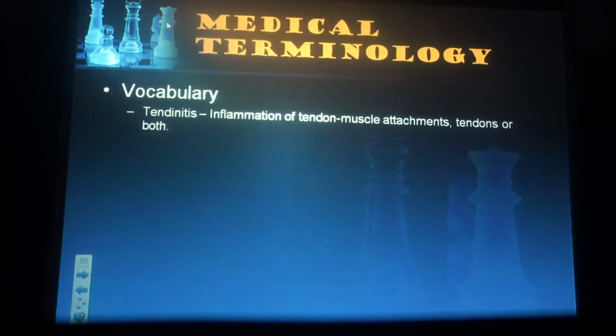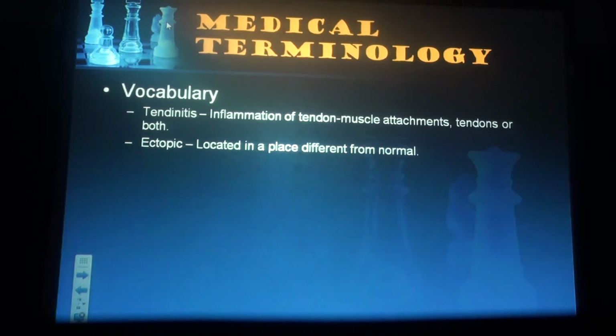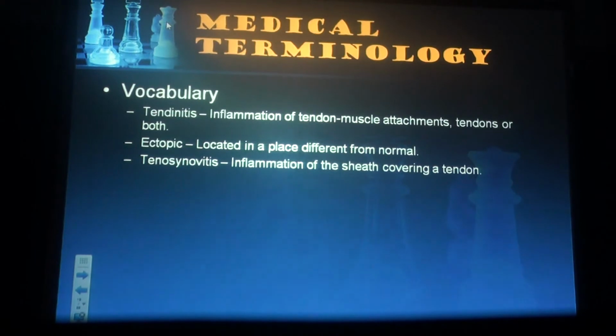Tendinitis, inflammation of a tendon, muscle attachments, tendons, or both. So it's an inflammation of that area. Ectopic, located in a place different from normal. Tenosynovitis, inflammation of the sheath covering a tendon.